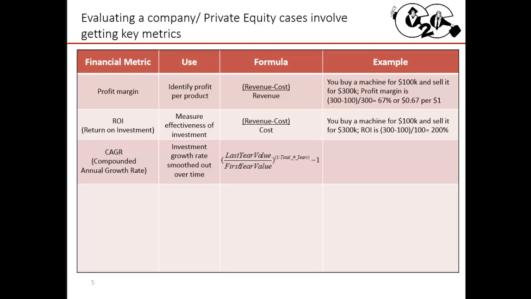Now, don't get too scared about it, but it's the last year value over the first year value to the power of 1 over the total number of years, minus 1. Okay, I'm going to read that again.